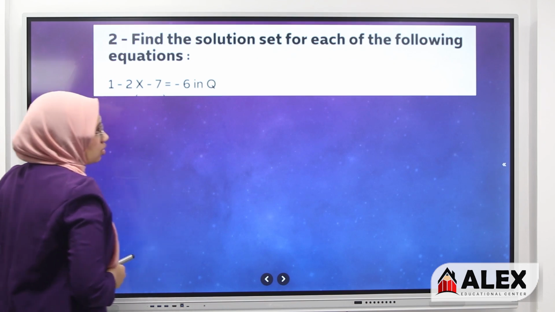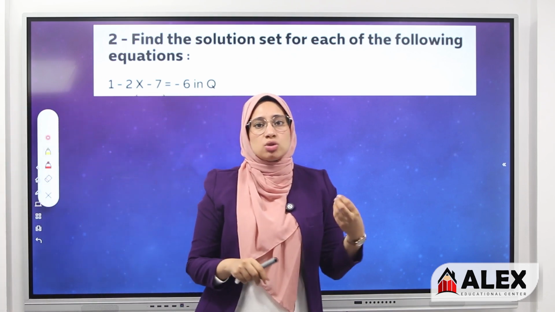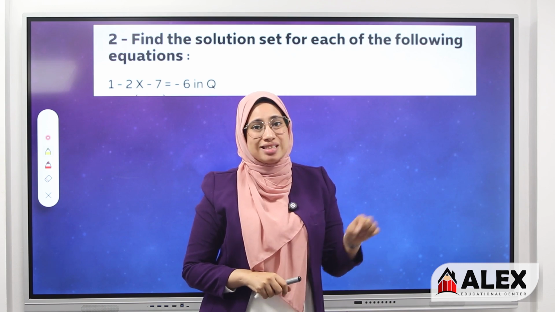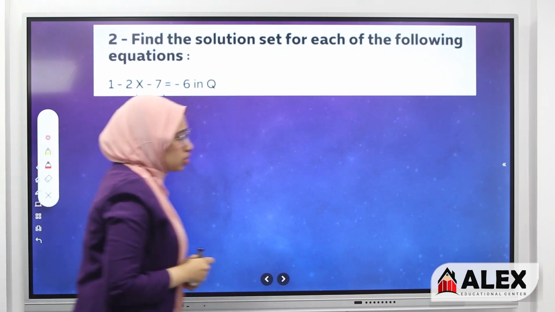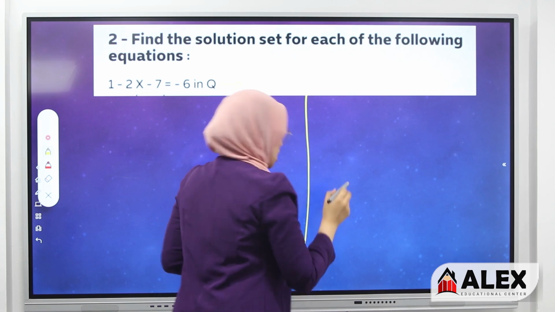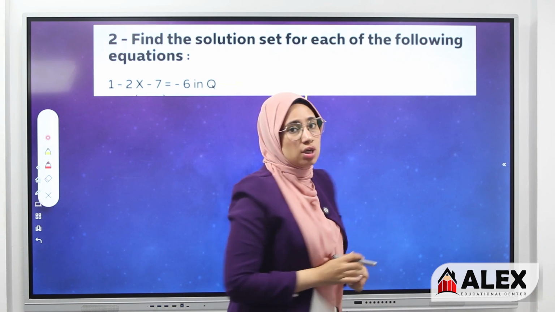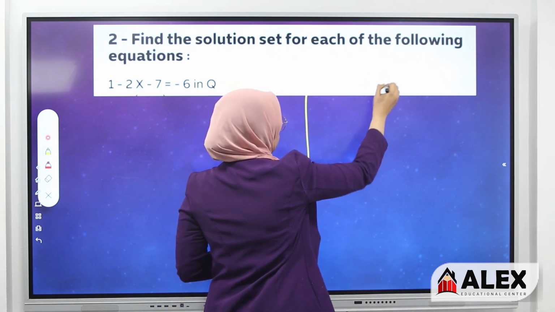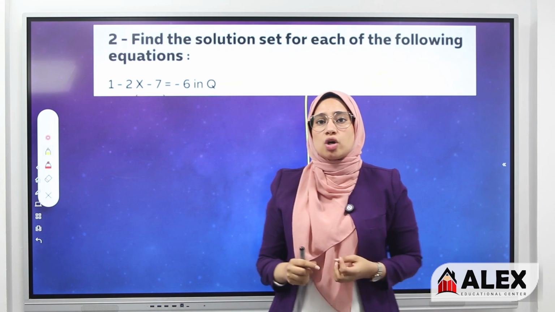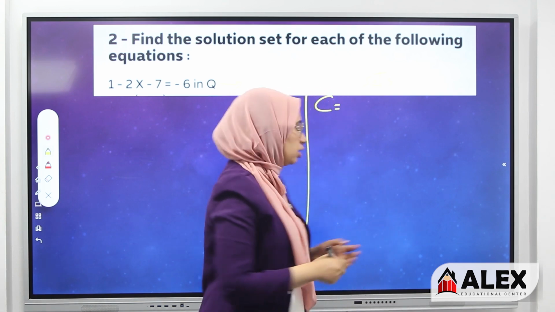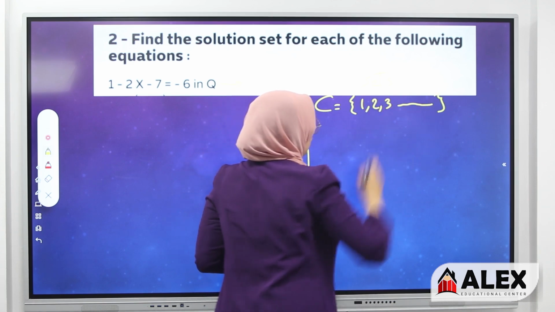The next one. Find the solution set of each of the following equations. It is very important to know how to solve any equation in the set. Okay, he told me here the original number, counting number, integer number. Let's make a small division about the set of numbers. The first set is the counting numbers, which start with 1, 2, 3, 4 and are infinite. That's the counting numbers.